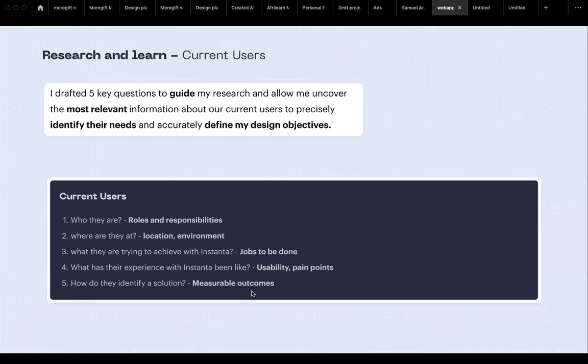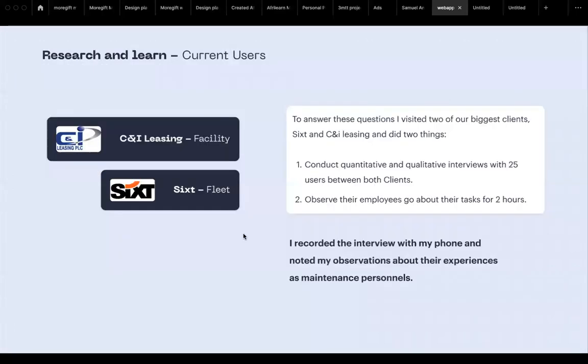So that's about it. These are the 5 things I was looking for. Let's go back to where I started handling them. The first one was looking at the current users. So I picked 2 of our biggest users, CNI and Sixth.